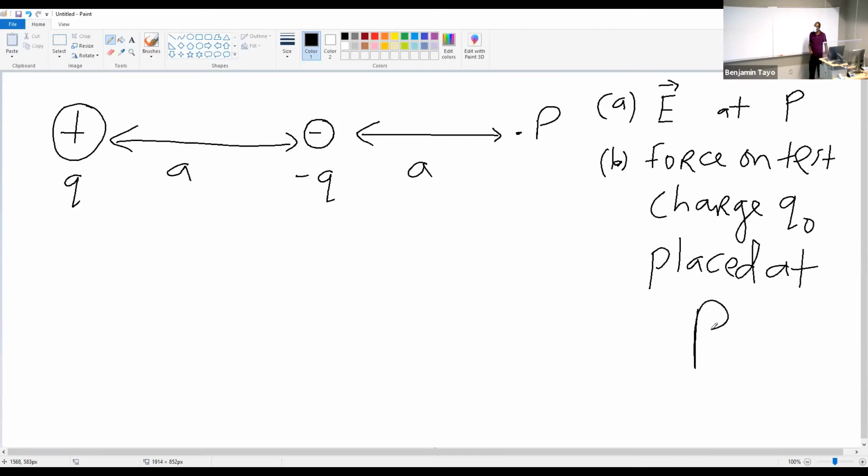So this problem has two parts. The first part is that I just want to calculate what the electric field at point P is. Then once I know what the electric field at point P is, once I introduce the test charge, I can then calculate the force on the test charge. Now in this example, these are my source charges here. The difference here is that one is positive and one is negative, right?